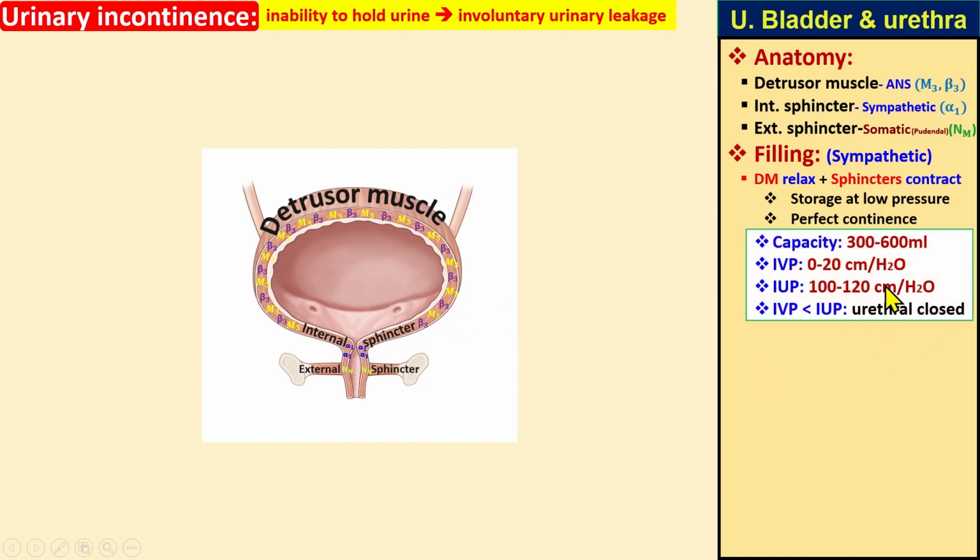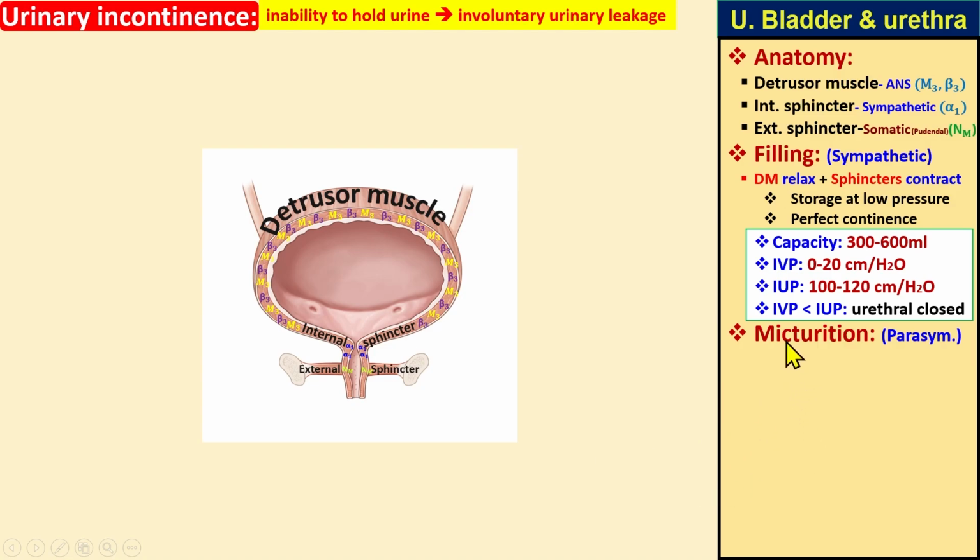If you look at the capacity, usually 300 to 600 ml of urine is stored in the bladder normally. The intravesical pressure, meaning in the bladder, is 0 to 20 centimeters of water, and in the urethra it's 100 to 120. This means the pressure is greater in the urethra, so the sphincters are closed. When the intravesical pressure is less than the urethral pressure, the urethra will be closed. This is what happens in the filling phase.